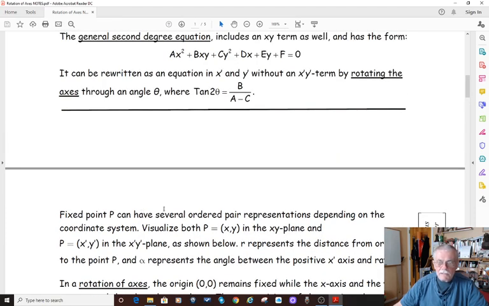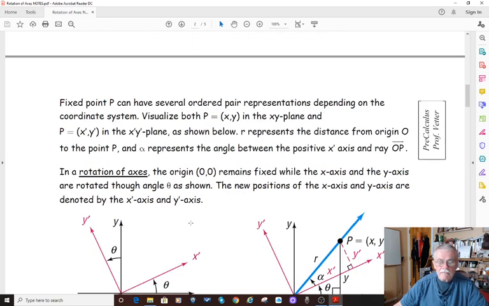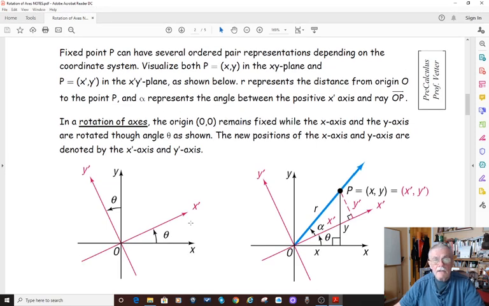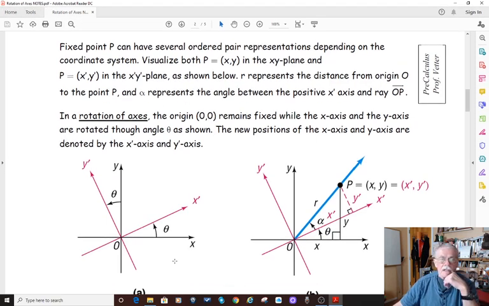Fixed point P can have several ordered pair representations depending on the coordinate system. And here's an example. I'm actually looking at a picture here. Okay, so we have point P here. And if we're looking at the xy coordinate system with the axes in black, we would say P has coordinates x comma y. We're going out x and up y.